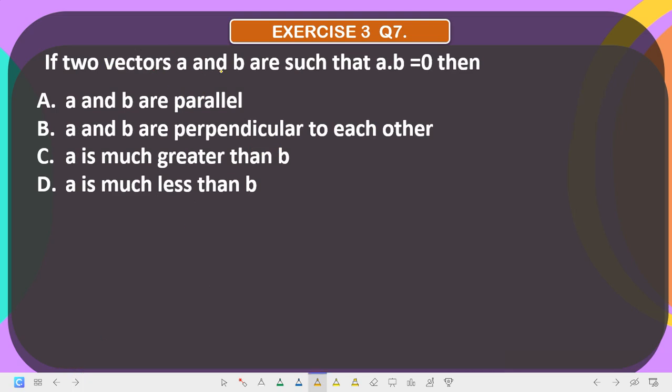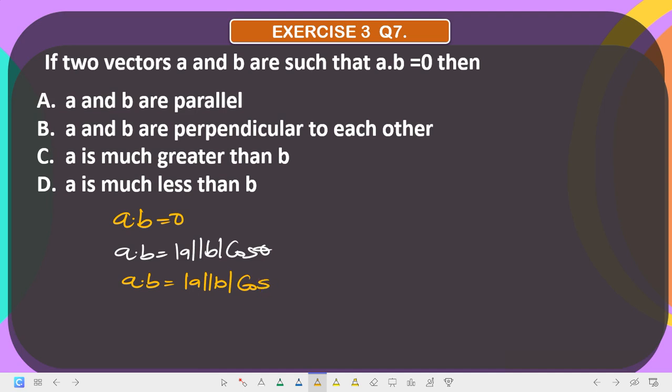If two vectors A and B are such that A dot B is equal to 0, what does that signify? It signifies that normally A dot B is A B cos theta. It means that the angle you place here must be such that when you multiply them, everything here is going to give us 0. So what angle? Cos of what will give us 0?